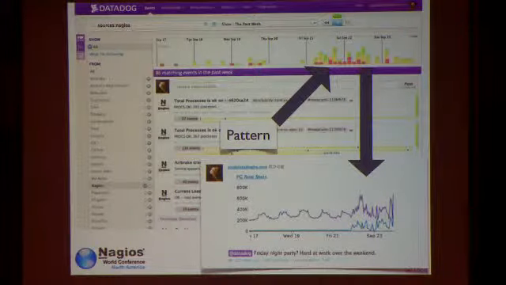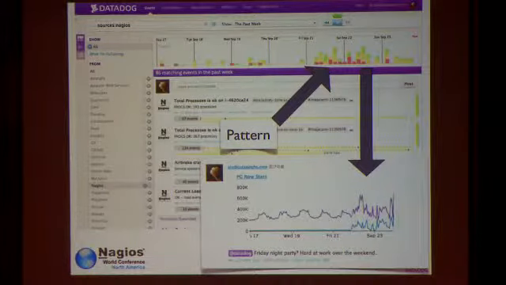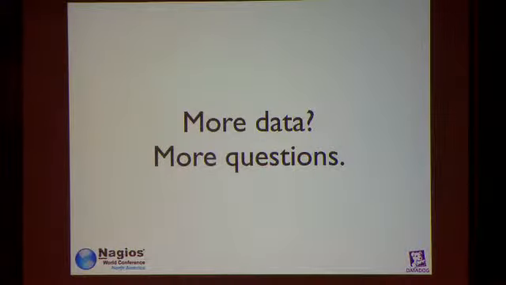So there's a lot of data in Nagios logs, and if you have some kind of dashboard or metrics system, you can start to do some really interesting correlation. So, any questions so far?